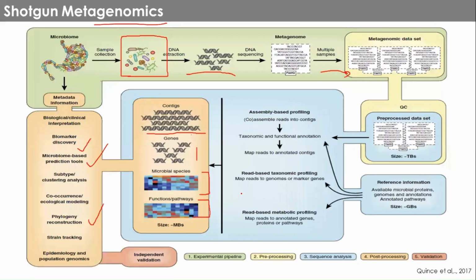Okay. Then the second part was shotgun metagenome, where I said that once you get the DNA, you don't perform the PCR, you directly sequence it. It is a cumbersome process. The bioinformatics process is tedious. However, once you complete the bioinformatic process, you get a lot of genes that can tell you about the different microbial diversity. That also can tell you about the different functions, or the genes involved in different pathways.